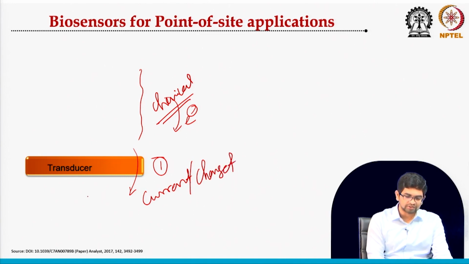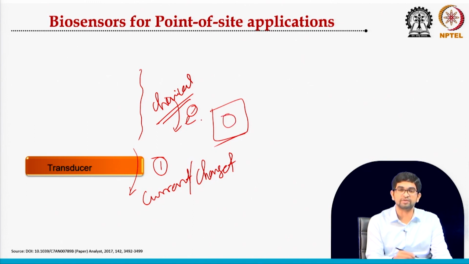So, this is the role of the transducer. It will change the signal from one form to another, like from chemical energy to current or charge, this electrical part, and we will see the output value on a display. If you want to see a digital value, you can even see the digital value. For that we need some signal processing, those things I will discuss later, but the first main fundamental part of the biosensor is the transducer.